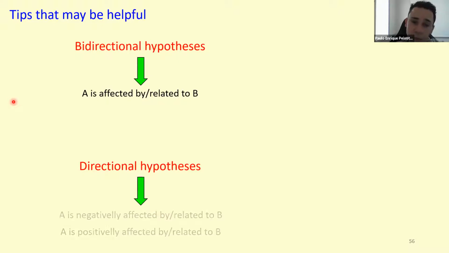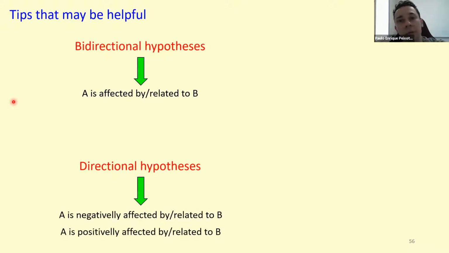Directional hypotheses, on the other hand, have a specific direction. For example, you may have a hypothesis such as this one: A is negatively affected by or related to B, or you may have A is positively affected by or related to B. These two hypotheses are directional hypotheses because if I use the first one, my prediction necessarily should provide a negative relationship, okay? And on the second one, I have to provide a positive relationship.